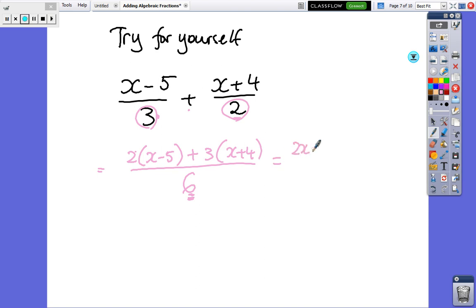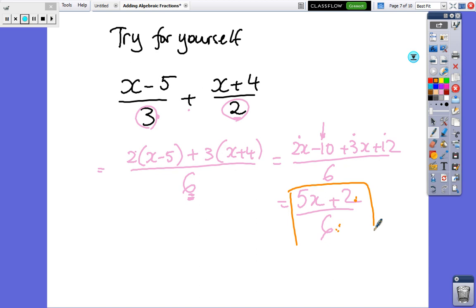And then we've got 2x take 10 plus 3x plus 12 over 6. 2x plus 3x is 5x, minus 10 plus 12. So minus 10 is way down below 0, and then you add 12, and when you add 12 it comes back to 2. Now please note, even though 2 and 6 have something in common, we can't simplify that number, because that 6 is not only going into 2, it's going into 5x, so it can't go into as part of the number. So the final answer is 5x plus 2 over 6.